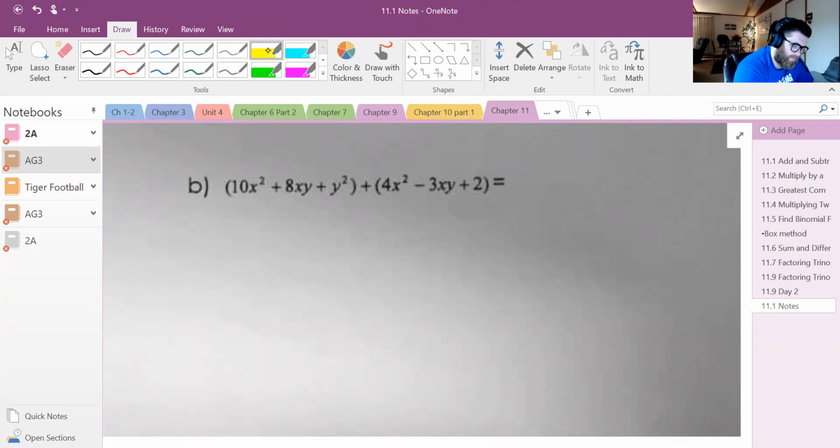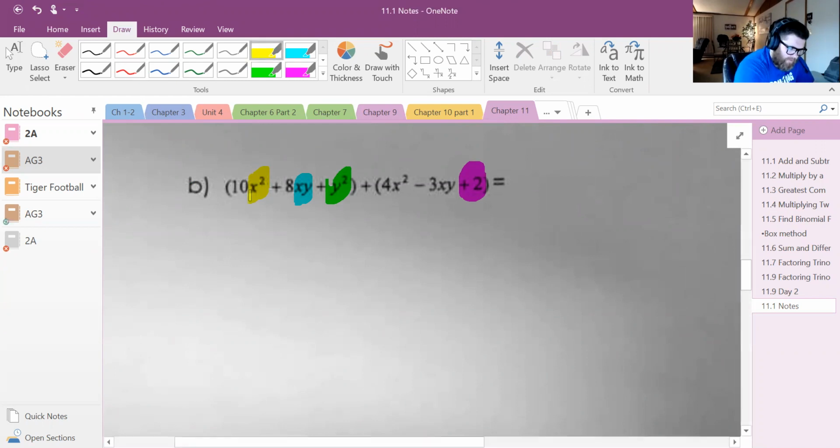Okay, your first one's going to be your x squareds. Your second one's going to be your xy's. Third's y squareds. And lastly, we have our constants. Okay, so let's knock this out.